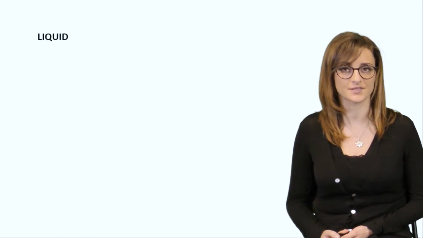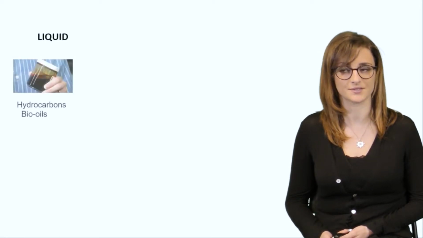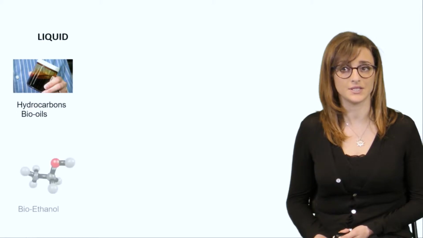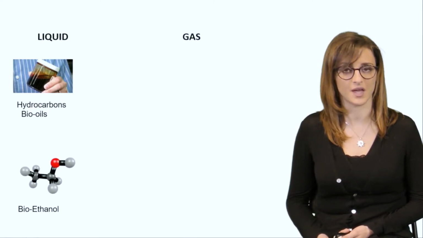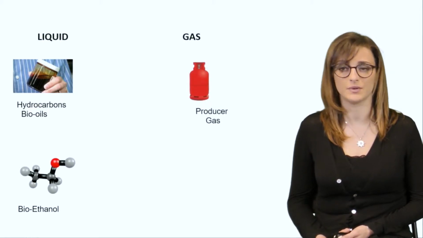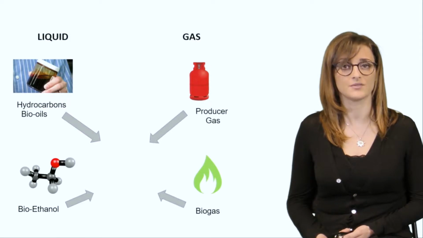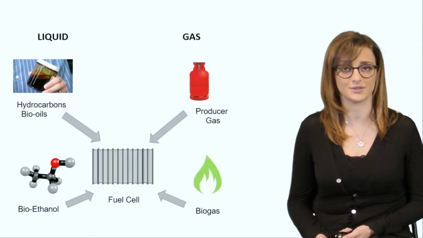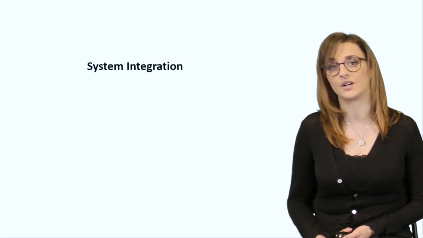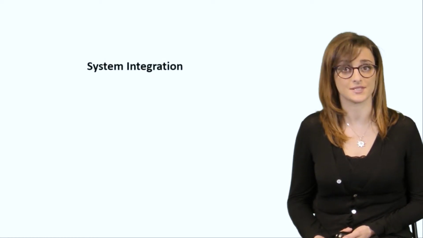After the first chapter, where we have seen all the kinds of biofuels that we can use, let's go to system integration when it comes to using fuel cells. So we have both liquid and gaseous biofuels. Among the most important ones, we may mention hydrocarbons, bio-oils, bioethanol, producer gas, and biogas. All of them are suitable to feed fuel cells. However, some intermediate steps are necessary when it comes to system integration.